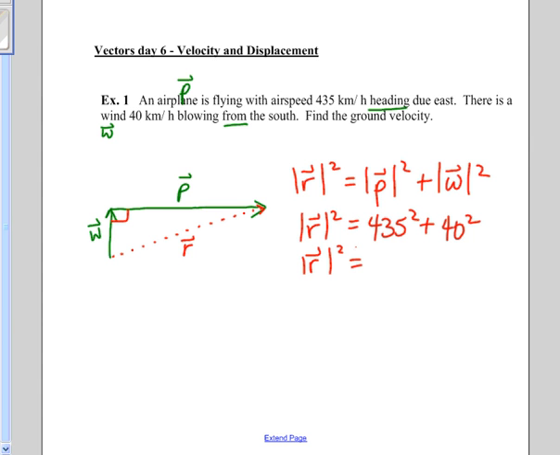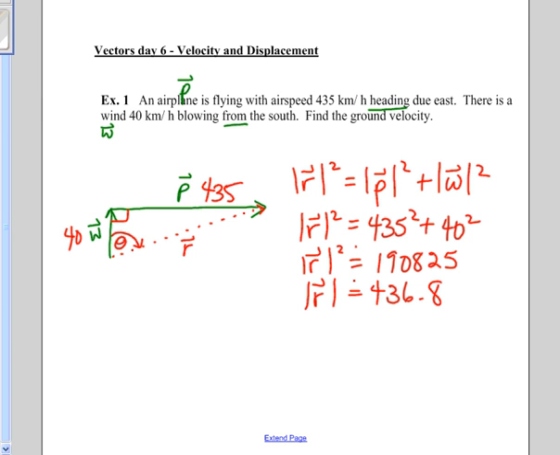So, according to my calculator, 190825, the magnitude of r, once I've taken the square root, is approximately 436.8 kilometers per hour. I would also like to know what direction it's going. That's kind of important to the people on the plane. So I'm going to look for this angle here, which, since it's an angle from due north, would be a bearing precisely. I can use right angle trig to find that angle. Since I know values here and here, it is somewhat possible I made a mistake with my resultant, so I'm going to use the numbers I was given.